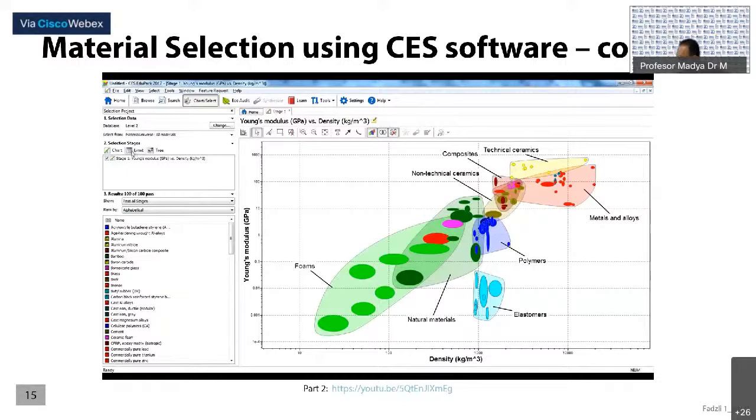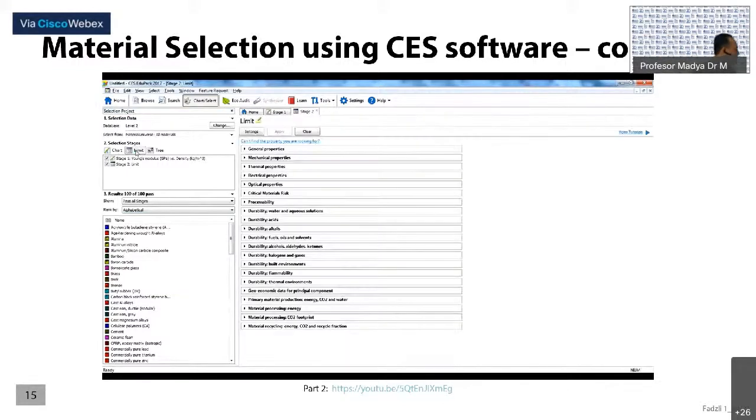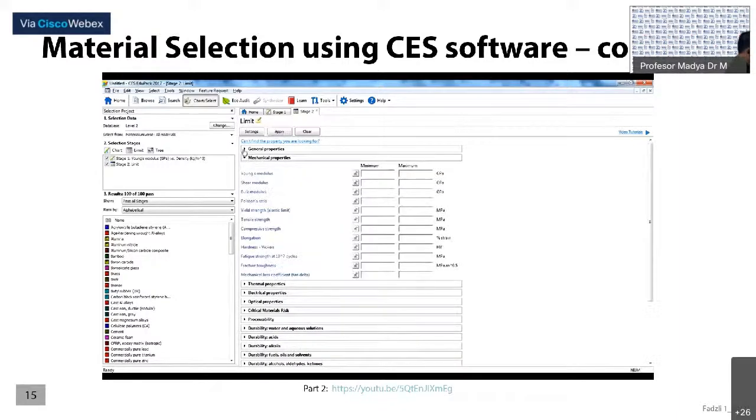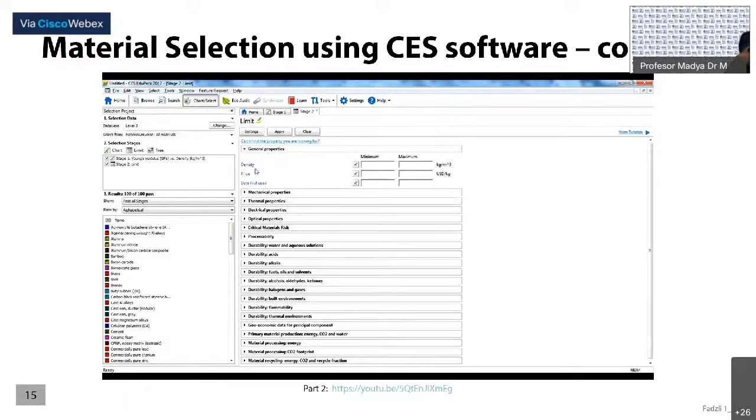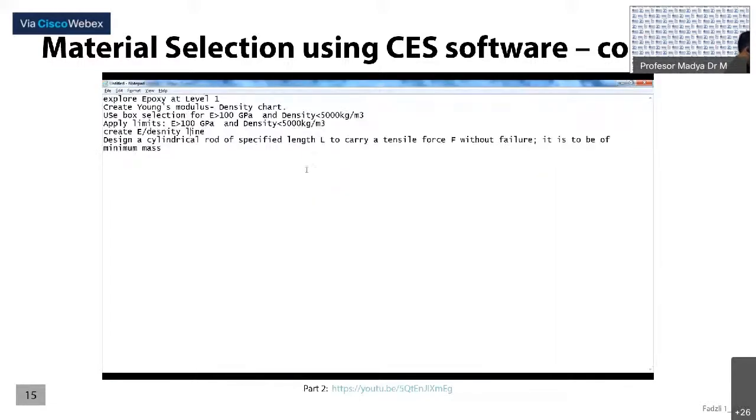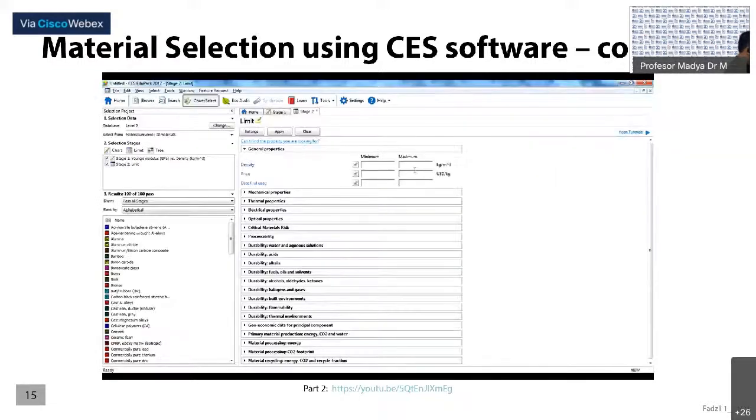So what I do this time, instead of chart, I click on limit. I have lots of properties that I can focus on. One of the properties I'm interested in is density. Let's go back to the part. Yes, density should be maximum 5,000. So I just select 5,000. You see we also have an option for price. Price is of course always a concern in design, so we can use some limits here.